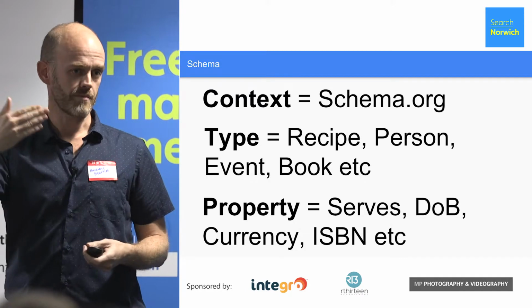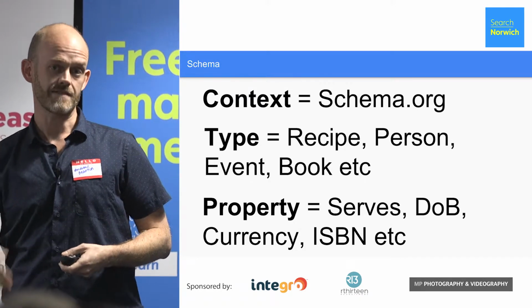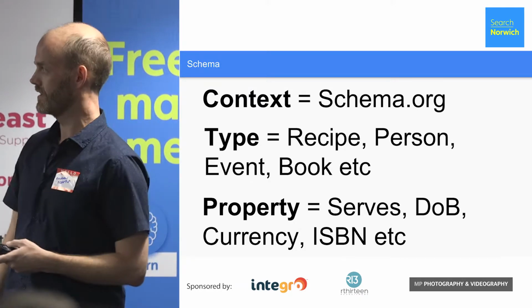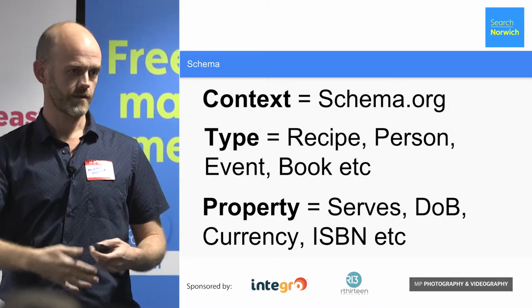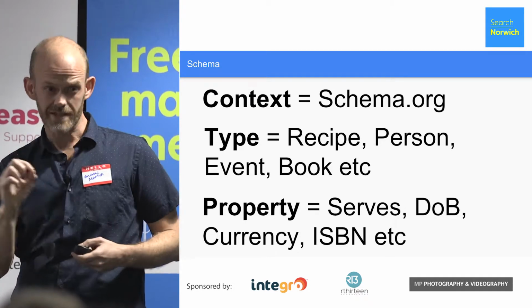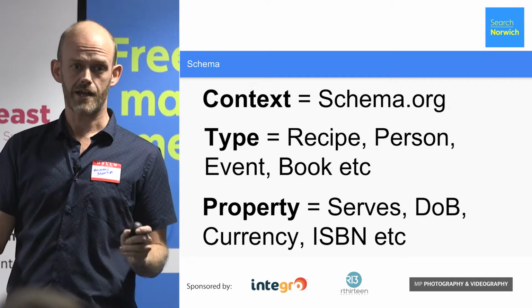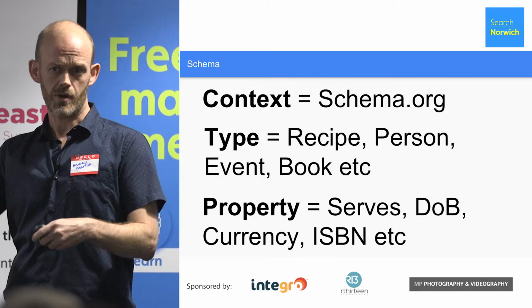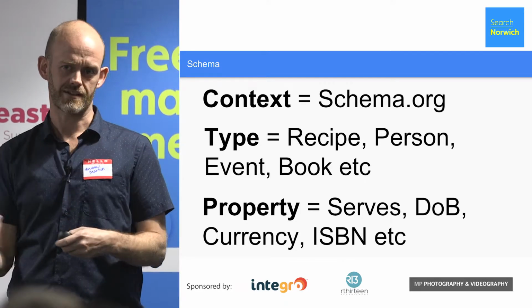For an event, you might be able to say, okay, this is the currency for the ticket that's on sale for that event. And for the book, you could say this is the author, the publication year, the ISBN, the number of pages, etc. So you can go right down to that fine detail and declare it in the code of the page to help the search engine better understand your page content.